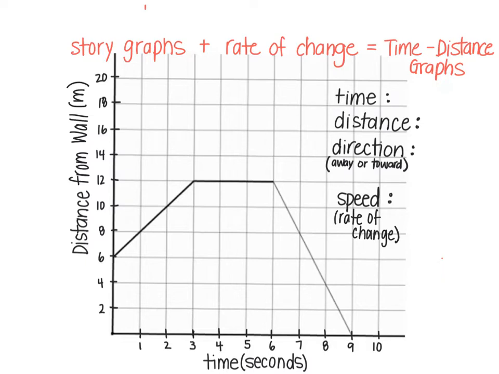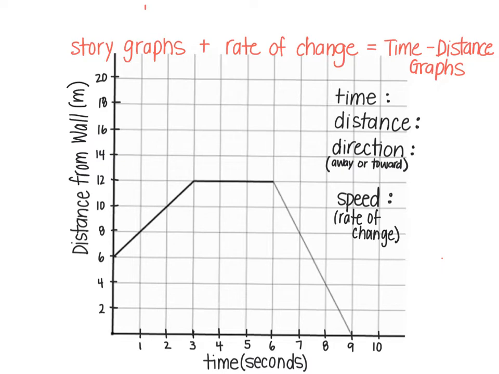For instance, I could say that Kenny started 6 meters away from the wall and he walked slowly away from the wall for another 6 seconds. He then stopped for a period of time, 3 seconds according to this graph, and then he ran quickly back to the wall. So that's what we learned about story graphs the other day.